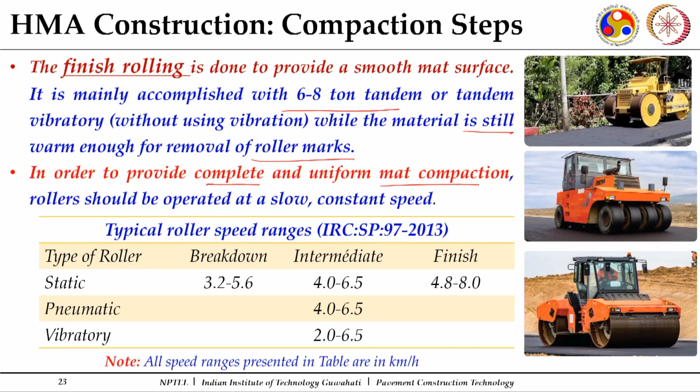And the IRC SP 97 gives some guidelines about the speeds which can be followed to achieve complete and uniform mat compaction. It says that if you are going for a static type roller for breakdown, these speeds in kilometers per hour can be used for breakdown rolling. If I am using it for intermediate, this could be the speed. This is for the finish one. As I mentioned, pneumatic is the one which is highly preferred for intermediate rolling, and we can go for a vibratory one also if a pneumatic tire roller is not available.